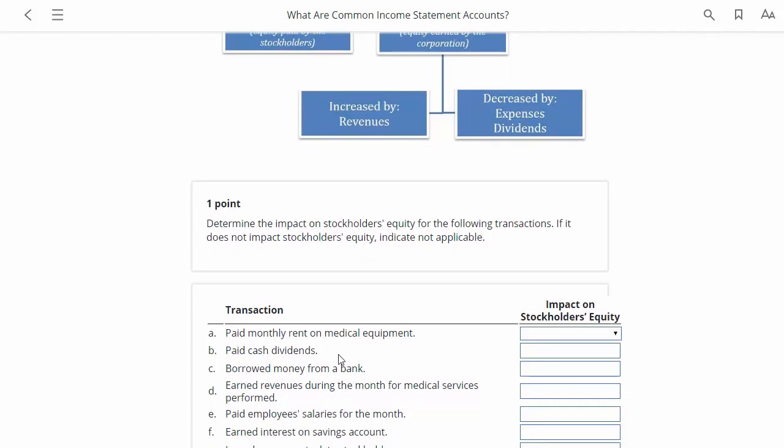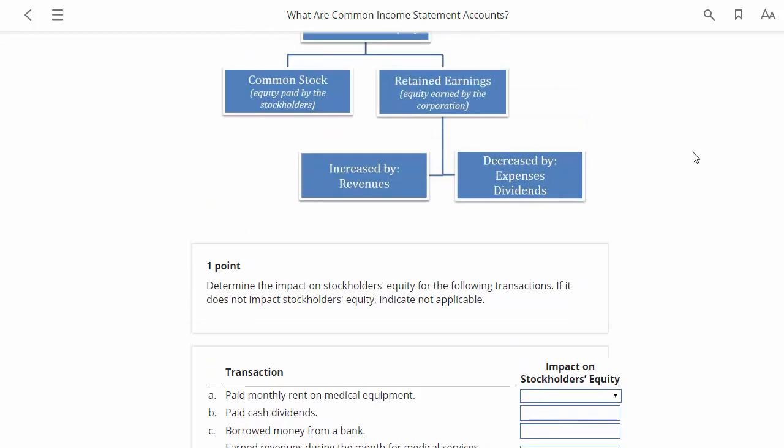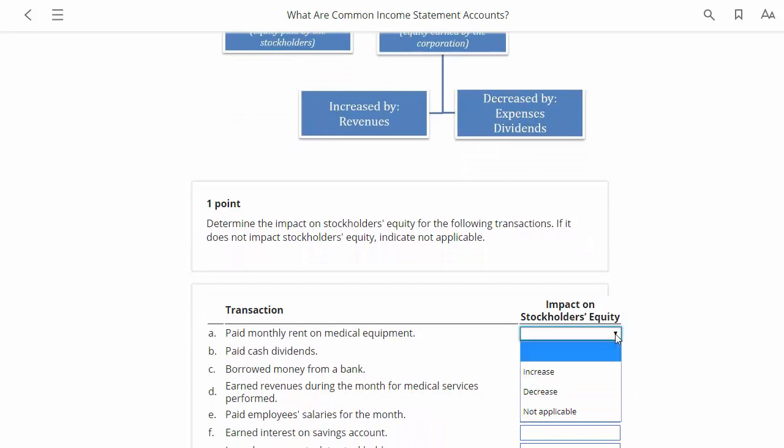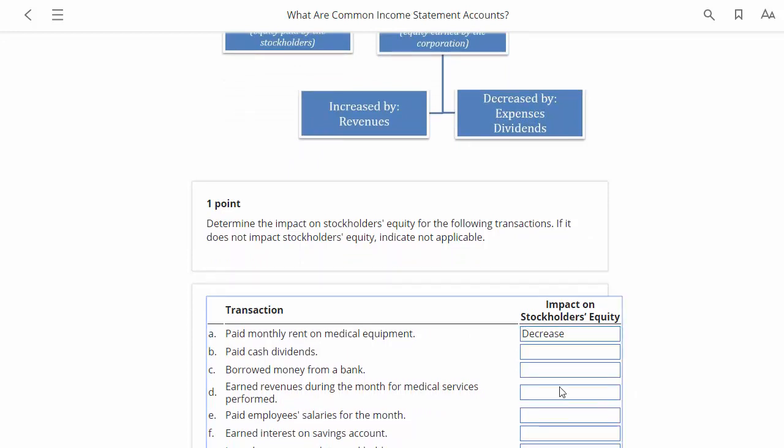So if we paid monthly rent on medical equipment, that's an expense. So that will increase expenses, which decreases income. And let me slide back up. Decreasing income decreases retained earnings. So I would think, and in this case, they want us to say that that's a decrease.